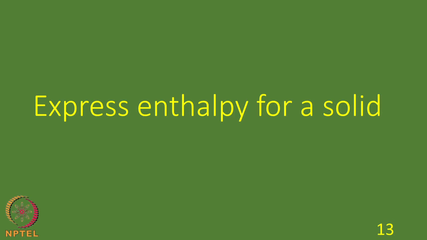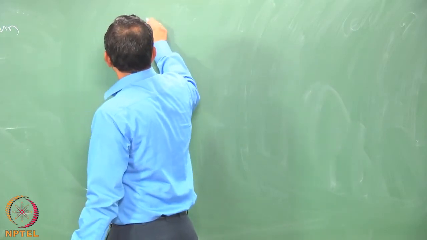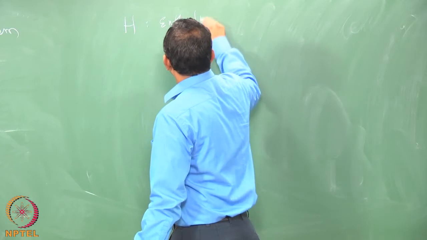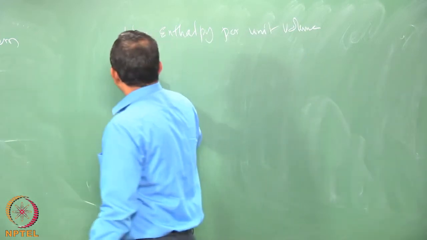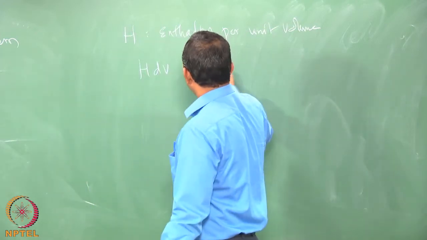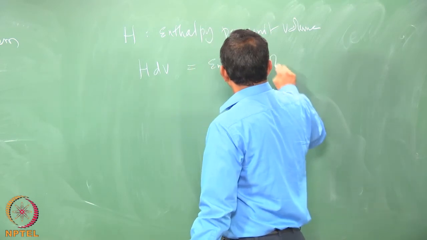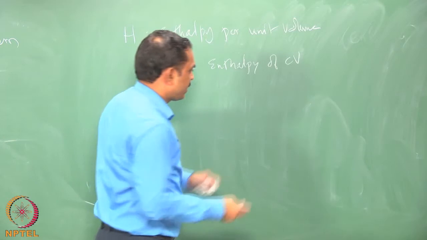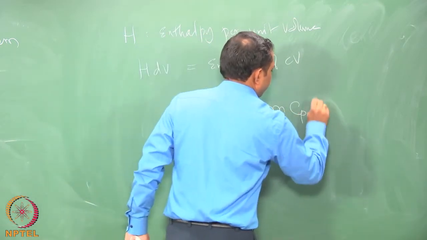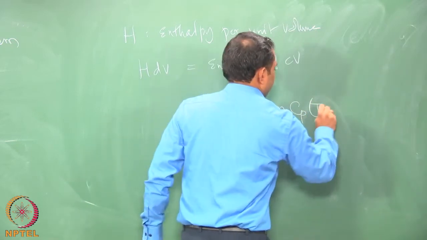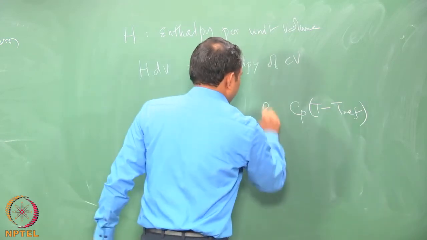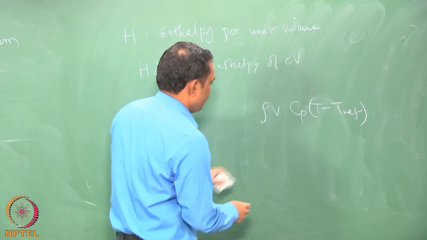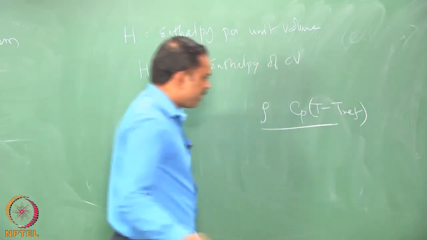So, enthalpy per unit volume. Let us expand the enthalpy per unit volume here. We said this is nothing but the enthalpy per unit volume, which means that H into dV is nothing but the enthalpy of the control volume. We already know the enthalpy expression somewhere else: it will be mCp dT, or mCp into T minus T reference. m can be thought of as rho into V, and therefore, per unit volume, it would be rho Cp into T minus T reference.